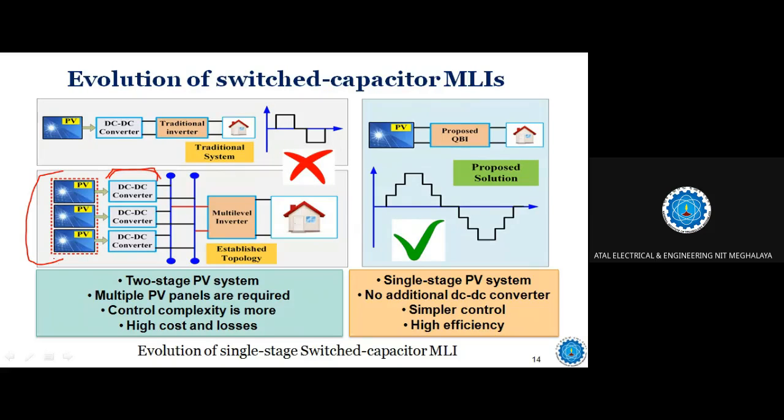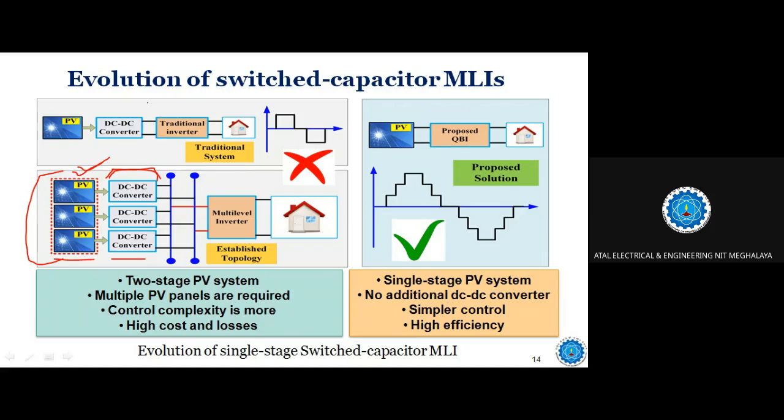But you can also think of going to single stage, because there are multiple PV panels, so you can avoid the DC-DC converter to make a single stage system. But what I want to highlight here is that in these systems, whatever I've shown, the multi-level inverter system, you need multiple PV panels, right? That is one of the points to focus.